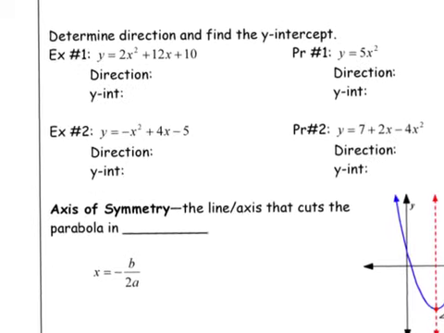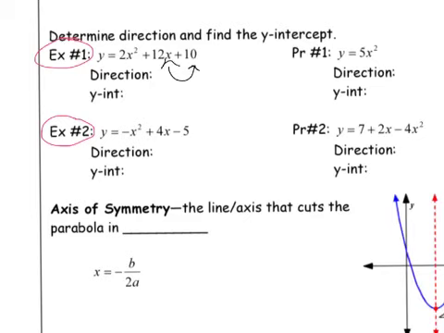Okay, here's example number 1. Example 1 and example 2, we're going to use these equations throughout these entire notes. So by the end, we're going to have a graph of these two. So, direction, right away, you see that it's 2x squared in front, 2 is positive, so you should say, hey, this thing's going to open up. And the y-intercept is 10, because we've got a loner 10 out here. Easy.